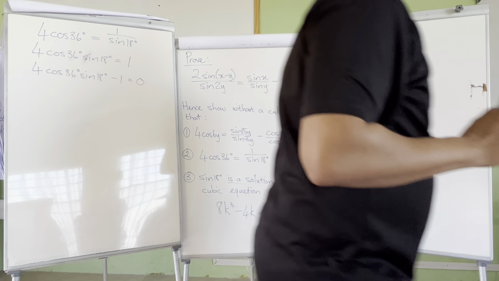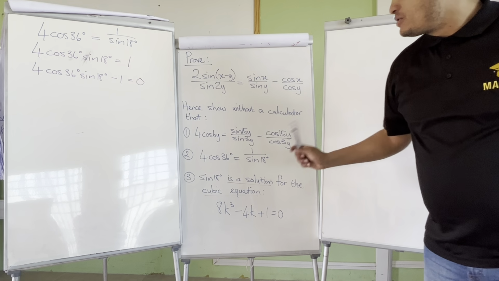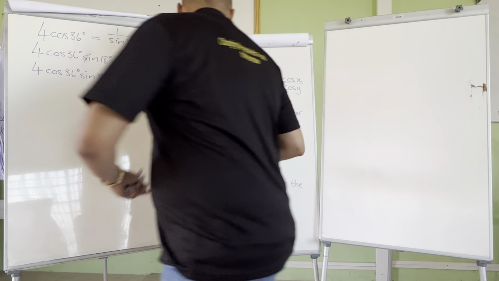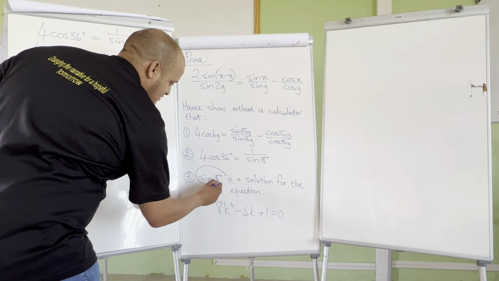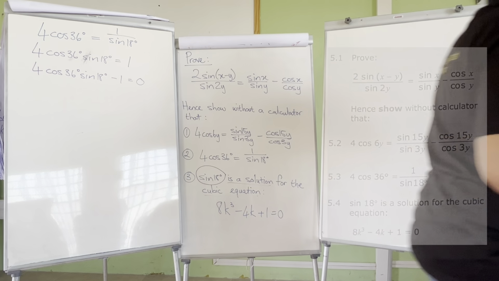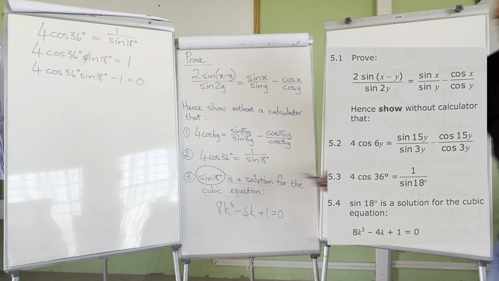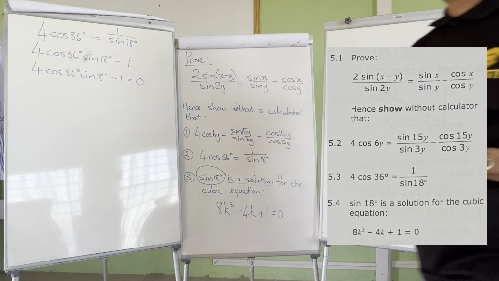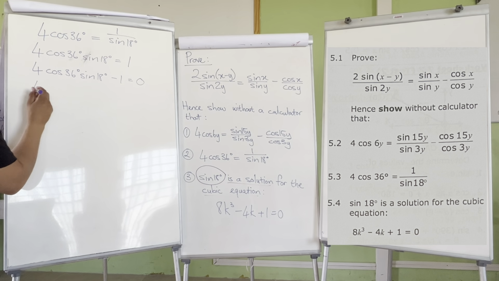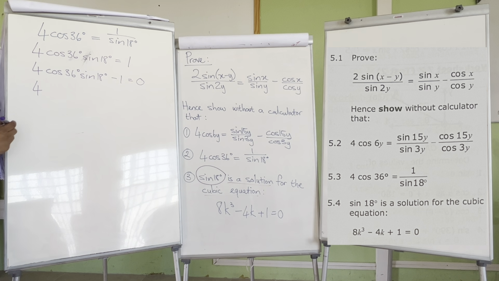But remember, they want you to prove that sine of 18 is a solution. So your angles must be 18s, because that's what they want. They don't want other stuff there. So we must make 2 times the 18, the 36, smaller.